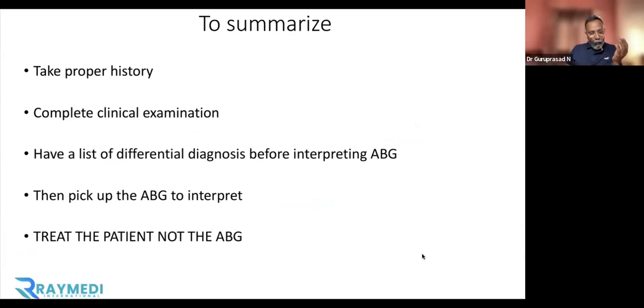To summarize, a proper history is important, a complete clinical examination is important, and a list of differential diagnoses should be made, because that's what I was showing you when I showed you the vignettes. In your exams you have to be very smart. You have to go through the vignette properly so that you know what ABG you can expect. Once you know the clinical information, only then you take the ABG to interpret, and mainly you treat the patient, not the ABG, because it's the patient who is going to give you the bill, not the ABG, isn't it?